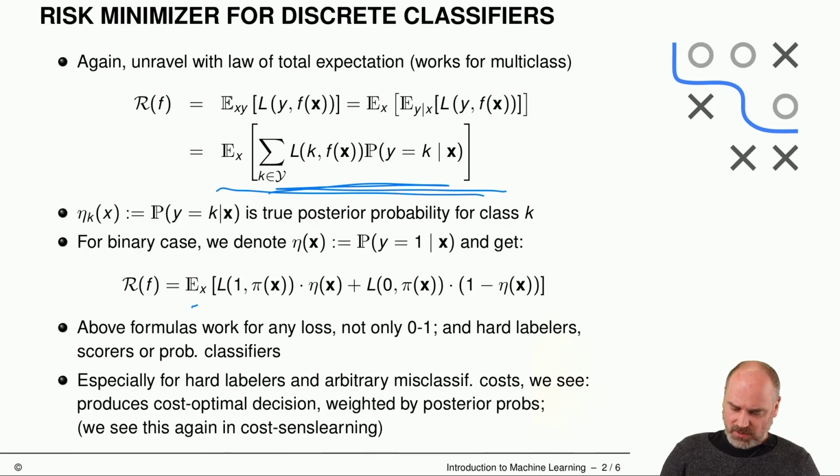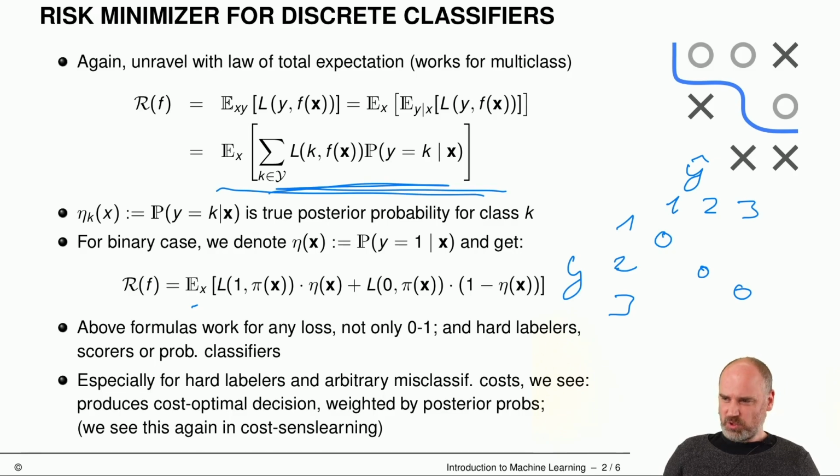If it's hard labels, let's say there are three classes: 1, 2, and 3, and maybe this is y, and this is y hat. Then for correct classification, which would be here on the diagonal, you would have costs of 0, and here you have some other arbitrary costs. You would usually just have a 1 here for 0-1 loss, but maybe there are different values. I have no idea. Let's just write in some really super random numbers.